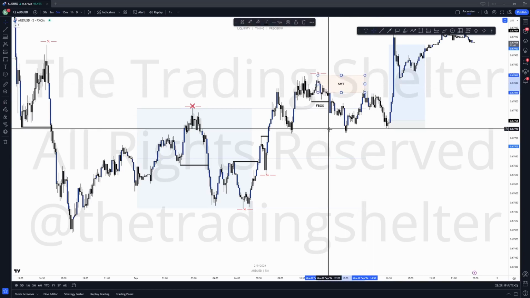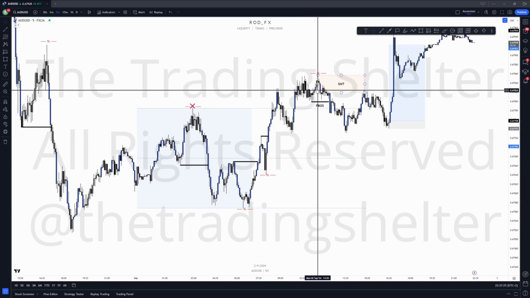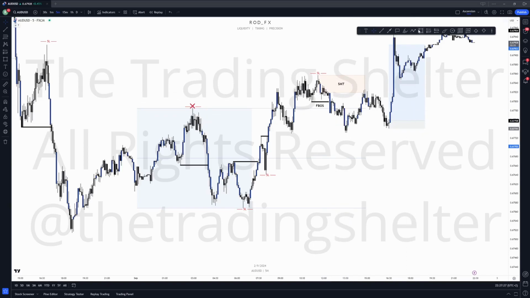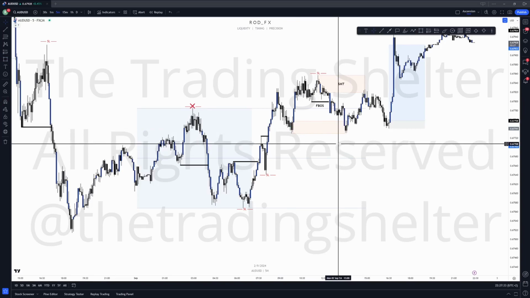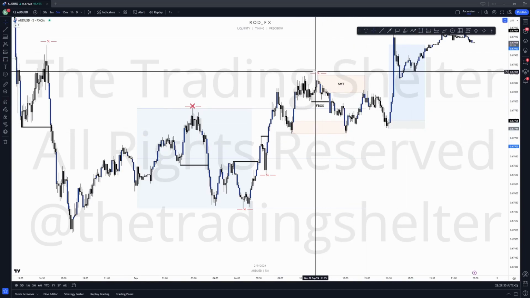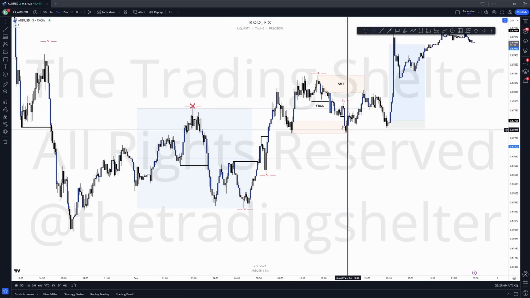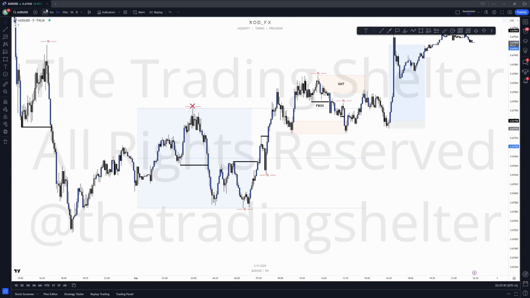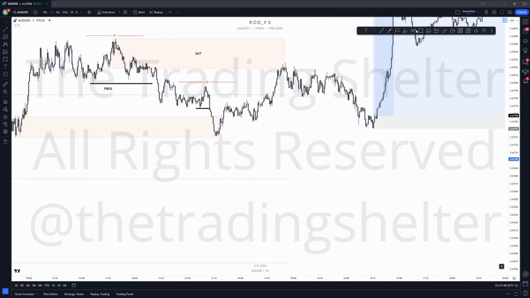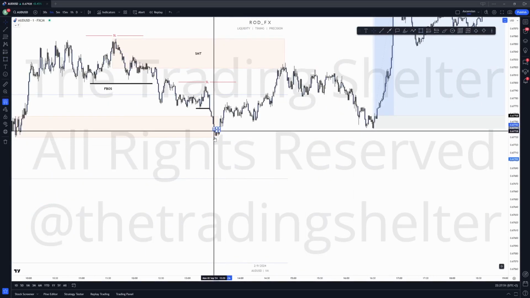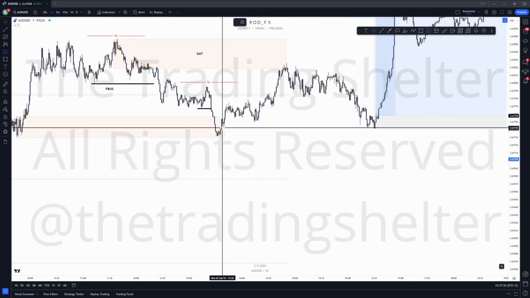And this is exactly where I got involved because I saw that FBOS, I saw that structural low, I saw that price mitigated this zone in here, right? We had also some liquidity here being built to the downside, clearly stated with that engulfing candle. And I went into a lower time frame and I found my entry. That was my entry, as you guys remember. That was my entry here. So that was my entry.